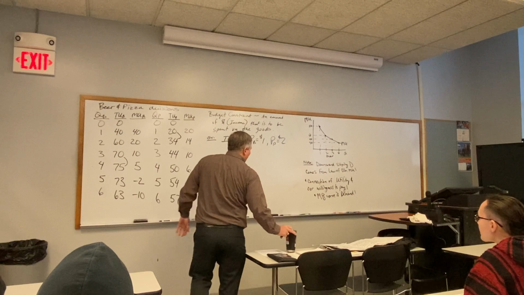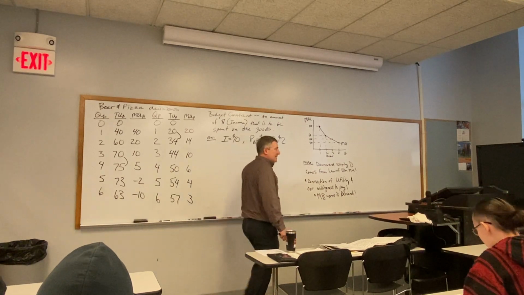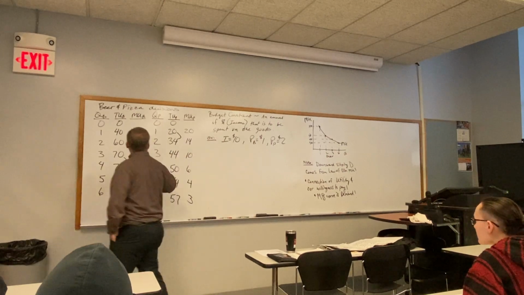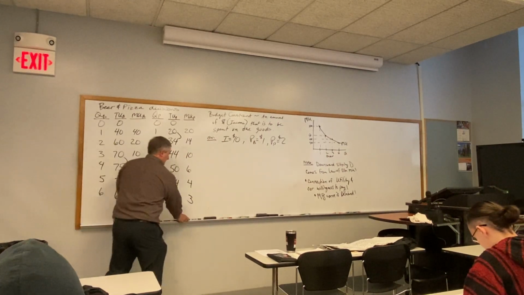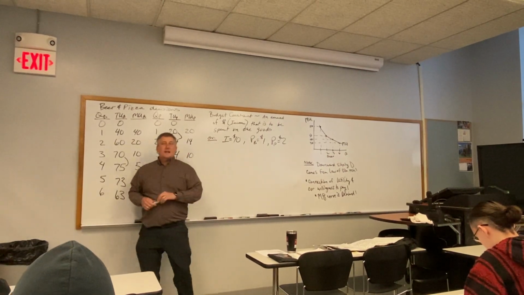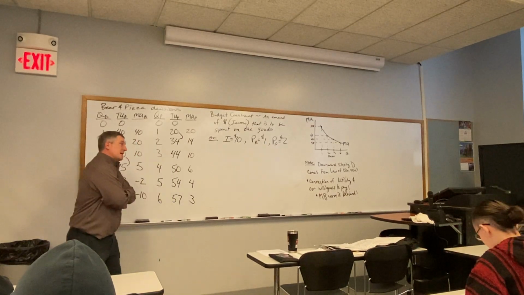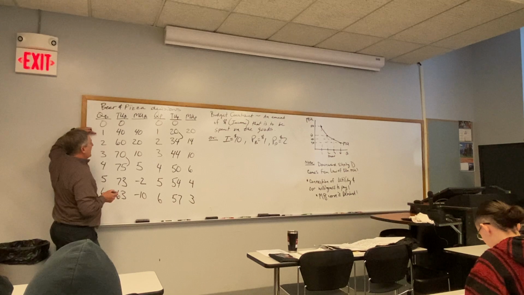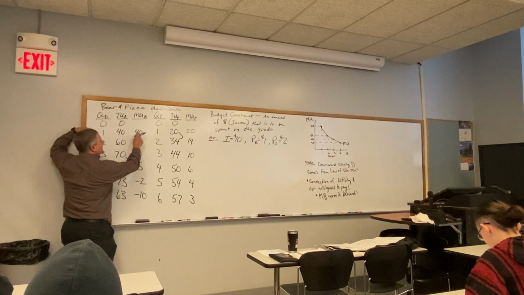So, what do you buy first? What do you spend your money on first? Beer or pizza? Where are you going to spend money first? Valentine? Beer. Why? If it goes higher directly. Yeah. So we get 40 units of satisfaction.